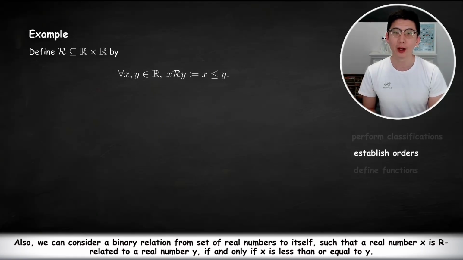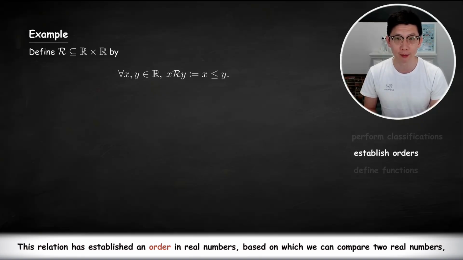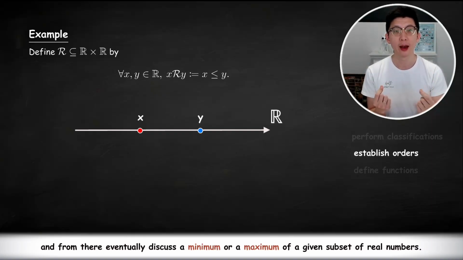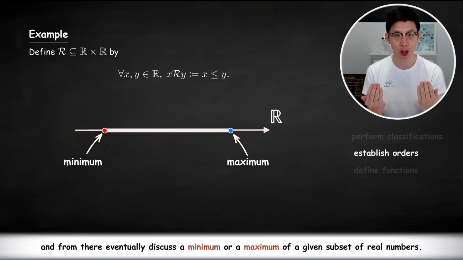Also, we can consider a binary relation from the set of real numbers to itself, such that a real number x is R-related to a real number y if and only if x is less than or equal to y. This relation has established an order in real numbers, based on which we can compare two real numbers and from there eventually discuss a minimum or a maximum of a given subset of real numbers.